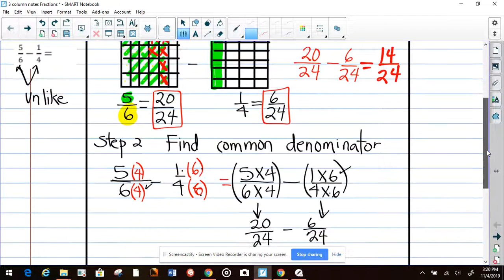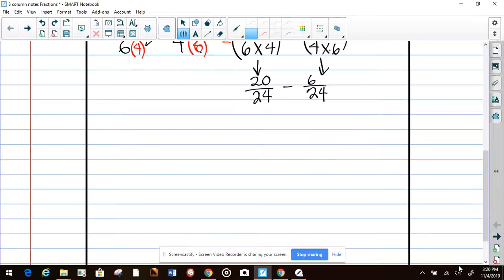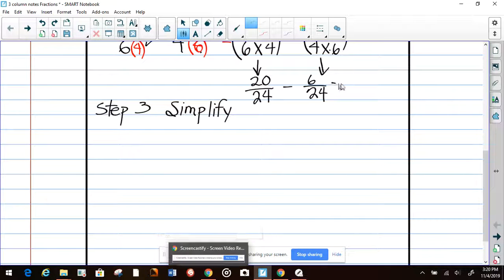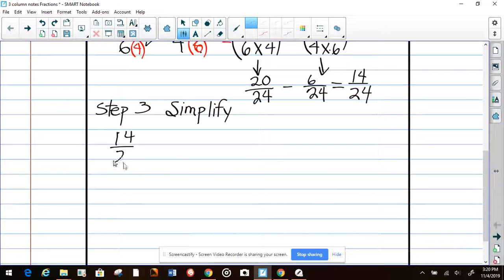Now, let's simplify. Okay, how do you know when you have to simplify? Well, let me write step 3. Step 3, simplify. That means you find an equivalent fraction that equals the same answer. So we said it was 14/24. So here is the answer, 14/24.